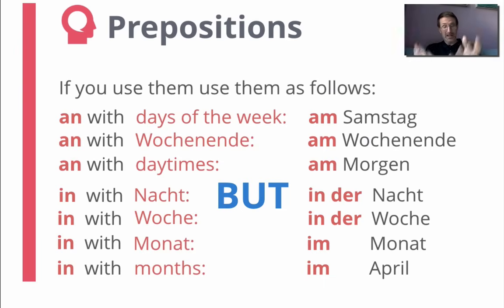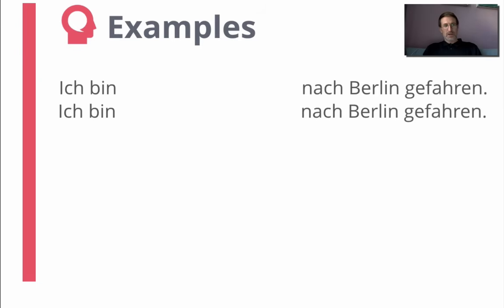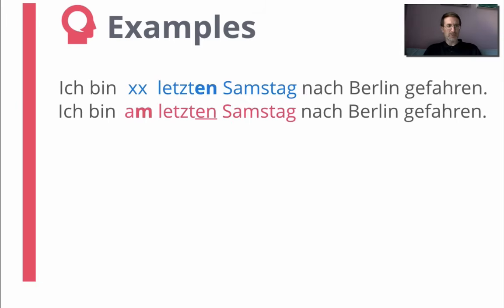Yeah, these two are the main ones, and you will have to use them quite often, but most of the time you actually don't have to use them. So let's take a look at a couple of examples. For example, ich bin nach Berlin gefahren. Let's add some time information. Last Saturday. So ich bin letzten Samstag nach Berlin gefahren. The double X here just indicates there is no preposition ahead, so we have to use the accusative. With the preposition, we would get am letzten Samstag.